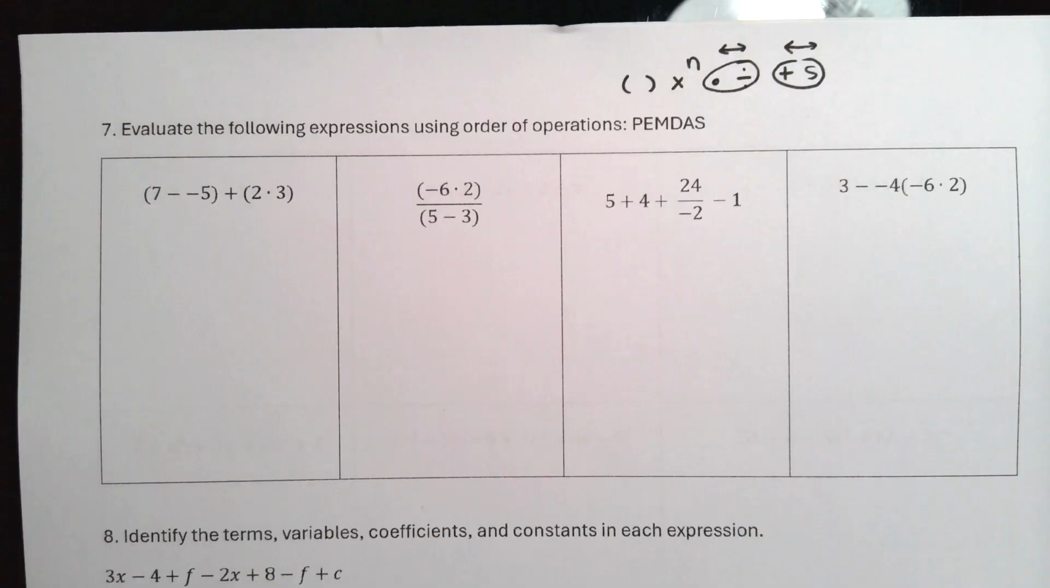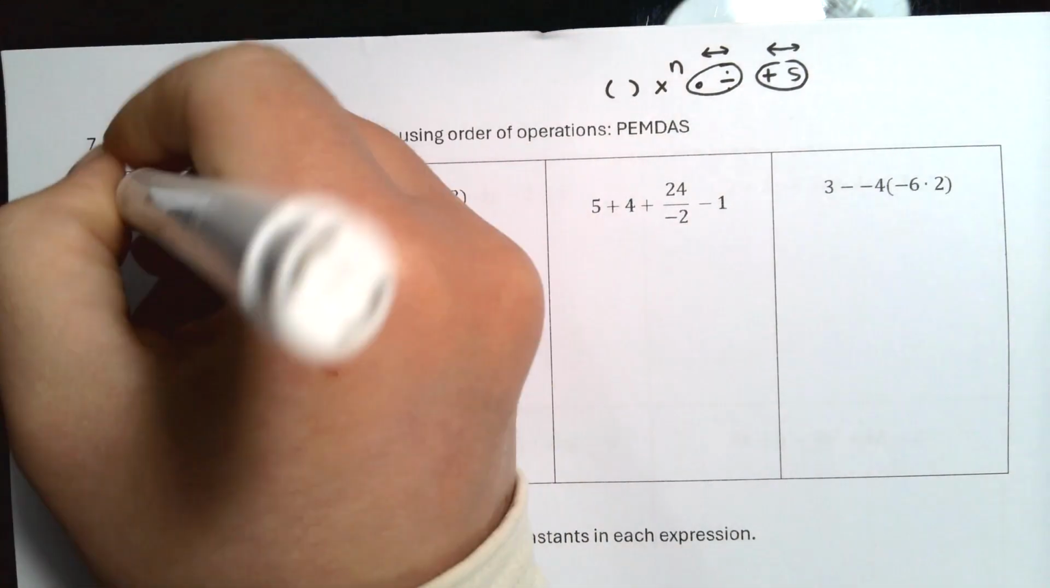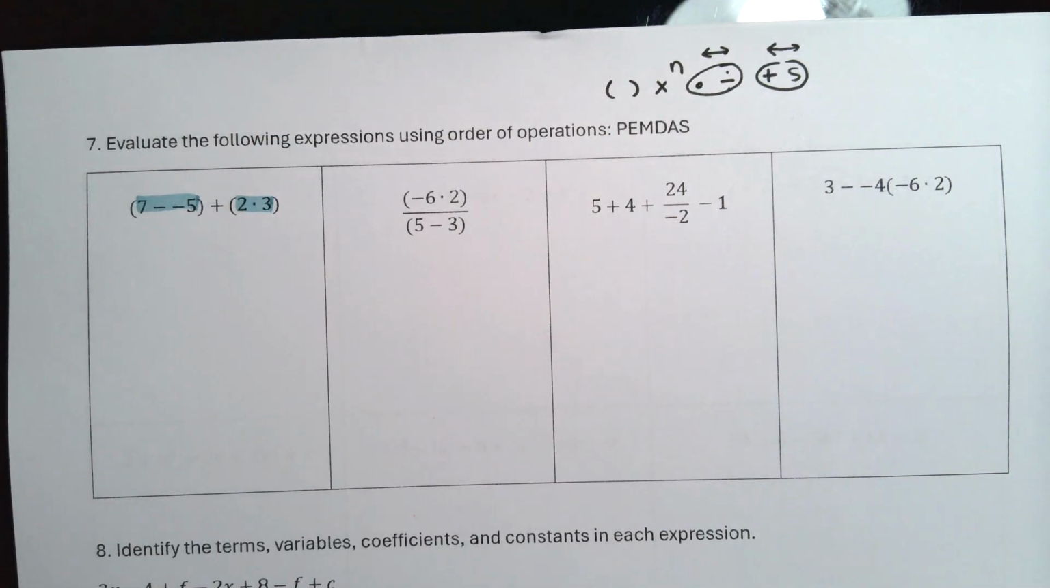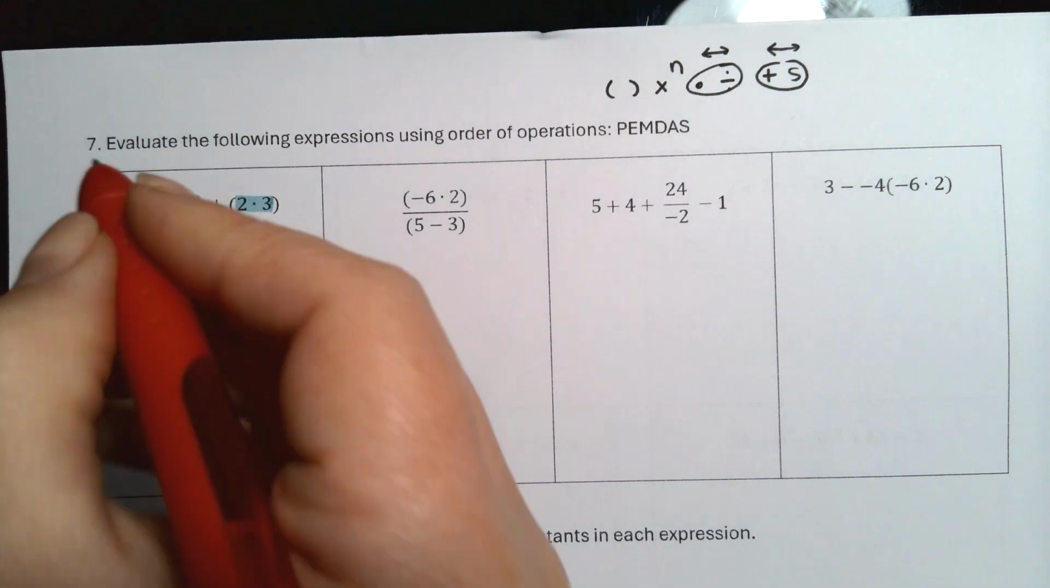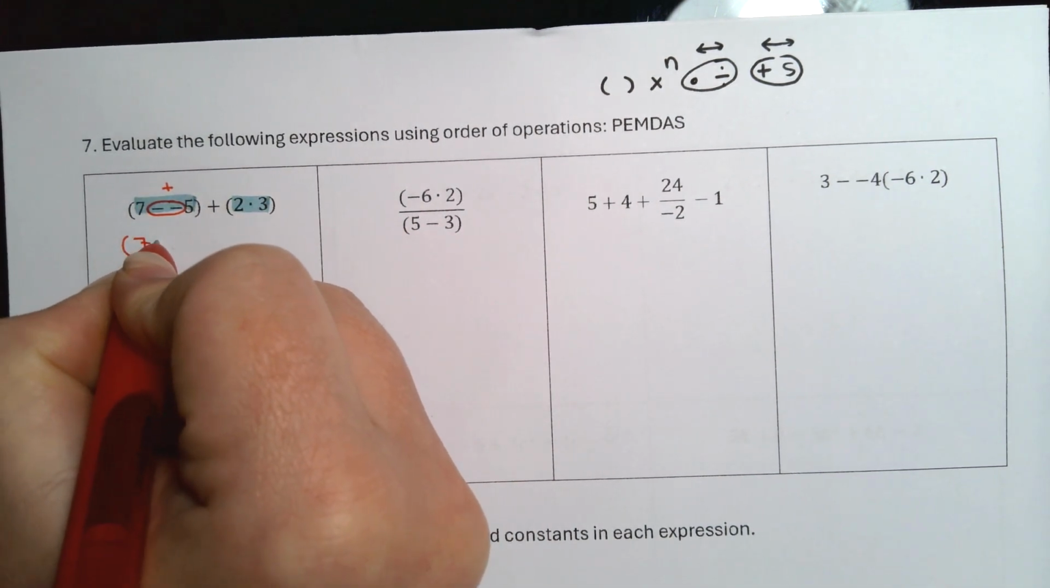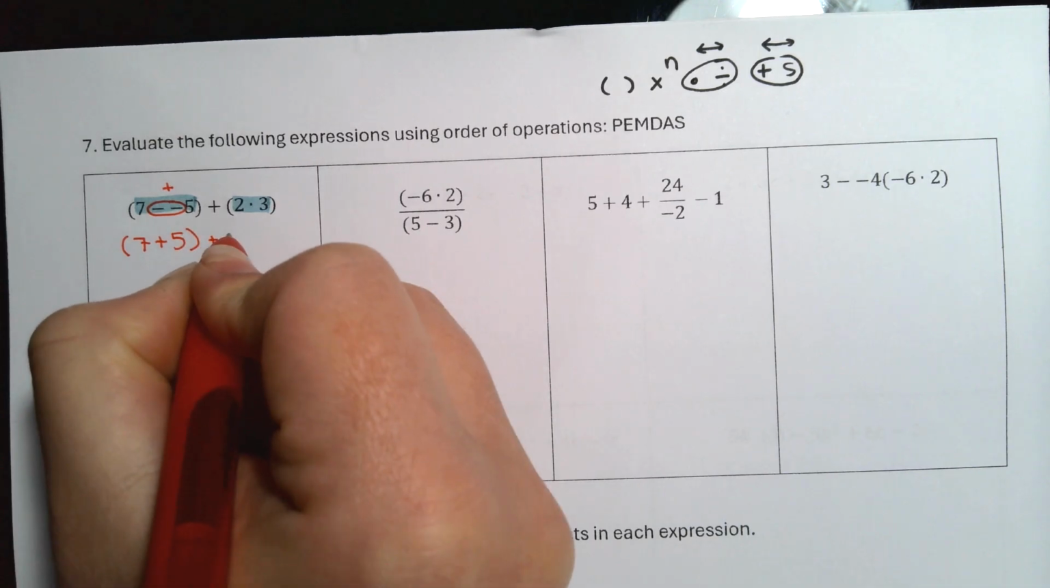However, if you see parentheses, you must do parentheses first. For example, I have parentheses here, I have parentheses here. I need to evaluate them first. Here I see a double negative, so we would need to make sure that we fix that. Anytime you see a double negative, you have to rewrite it.